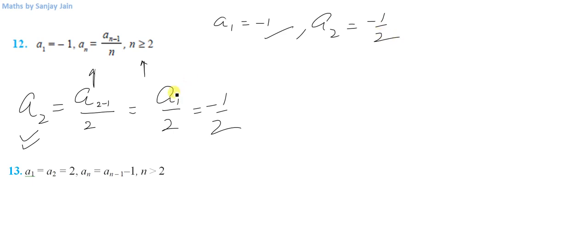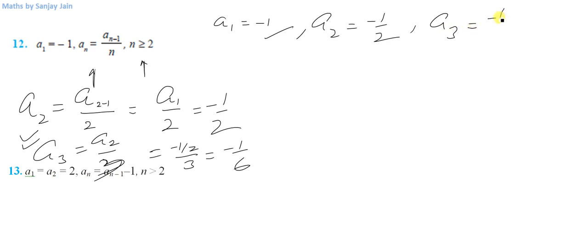What about A3? A3, if you notice, will be equal to A2 by 3. Why? Because if you replace n with 3 on the right hand side, the numerator will become A2 and the denominator will become 3. So it is A2 by 3, right? Hence I can write it as minus 1 by 2, by 3. So it is equal to minus 1 by 6. A3 is minus 1 by 6.